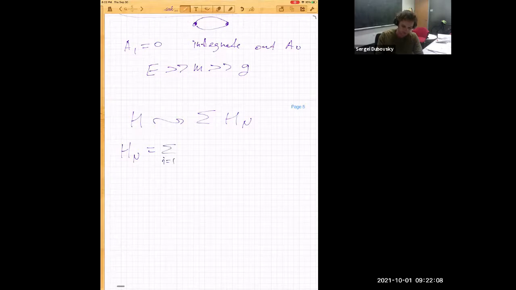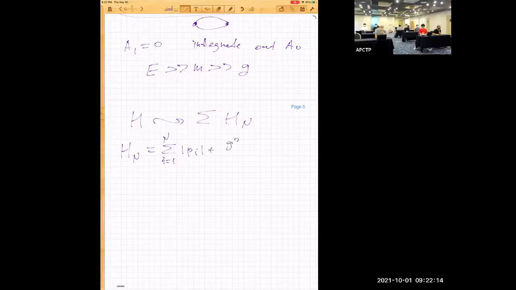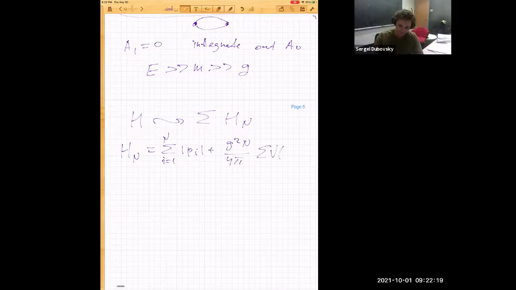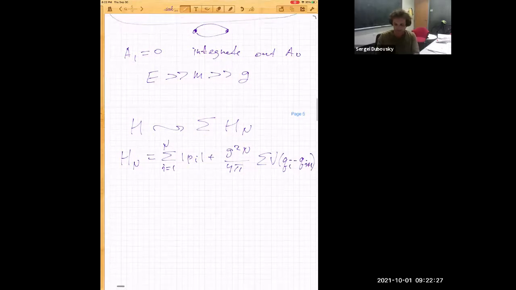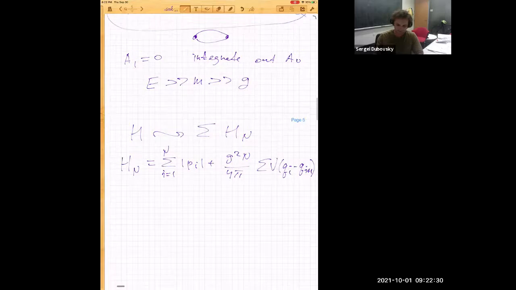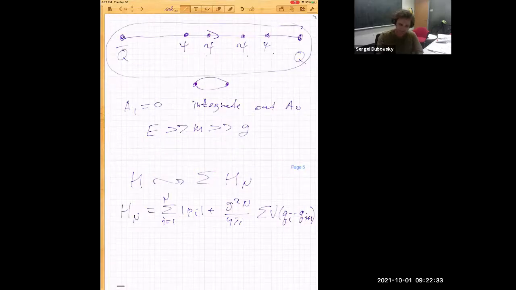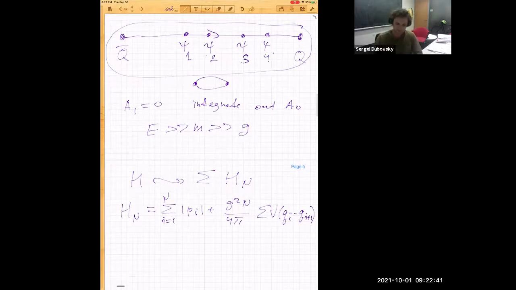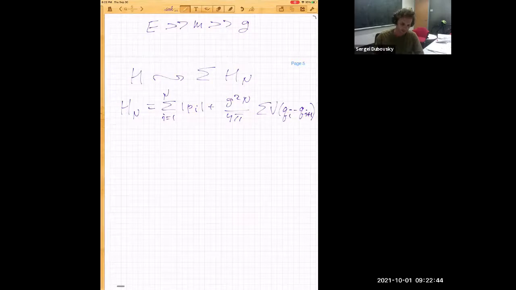So it's i equals 1 to n, the absolute value of p_i, plus g squared over n over 4 pi, sum over V(q_i minus q_{i+1}). So there are interactions. There's a potential which describes interaction between neighbors. This ordering here just corresponds to color ordering, how these particles are inserted in the flux tube.